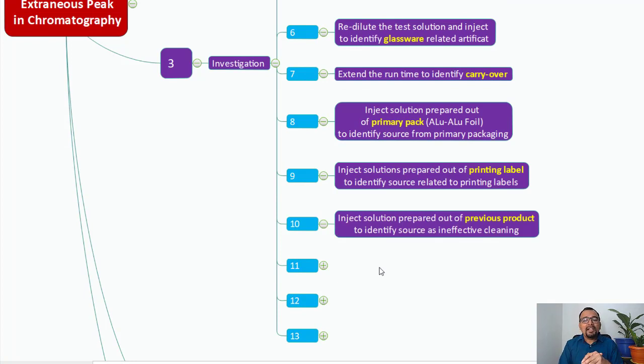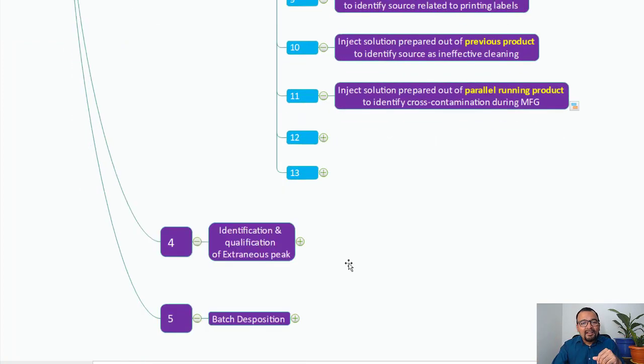Inject solution prepared out of a previous product to identify the source as ineffective cleaning. In case paracetamol was followed by metformin, paracetamol was your previous product. So inject the paracetamol API or standard and identify the retention time of paracetamol. You can easily understand whether paracetamol, the previous product, was the reason for the extraneous peak. The point number 11 is to inject solution prepared out of a parallel running product to identify cross contamination during manufacturing.